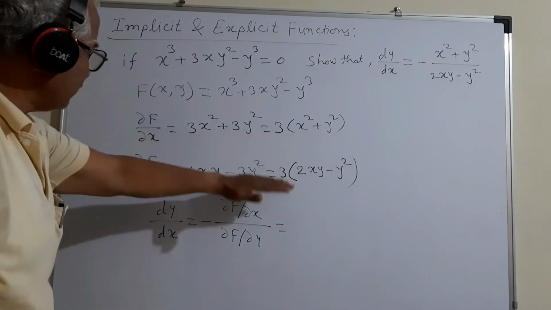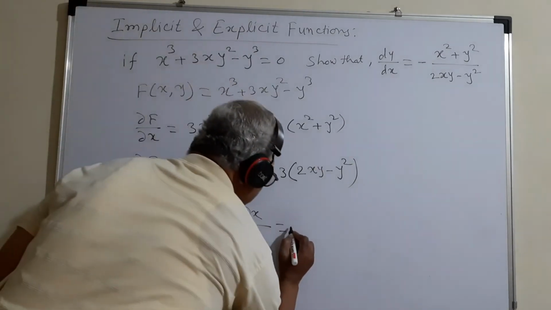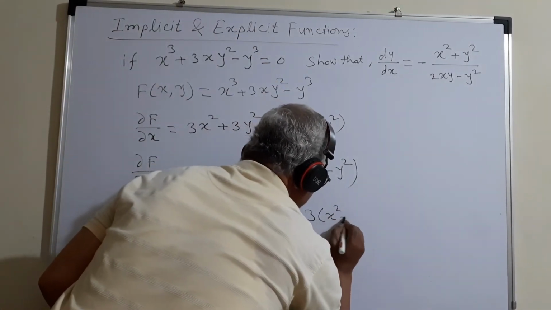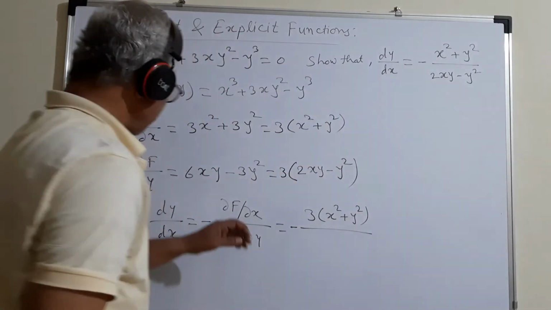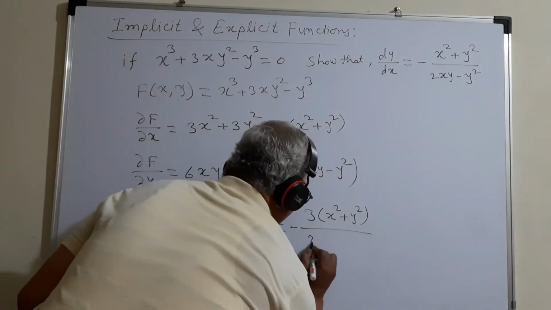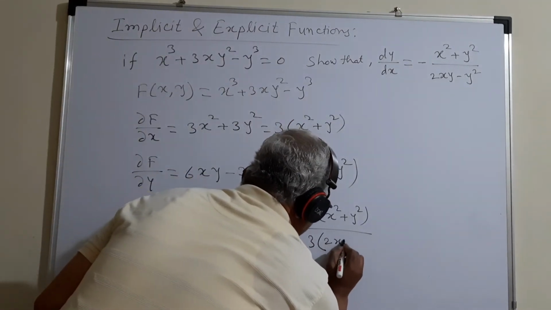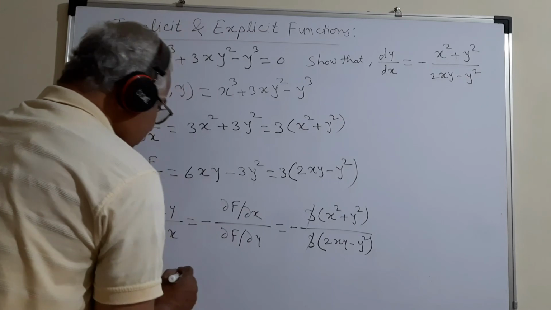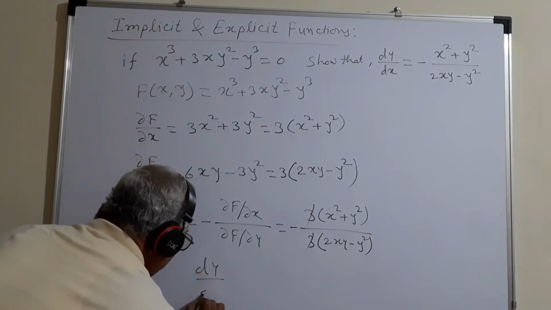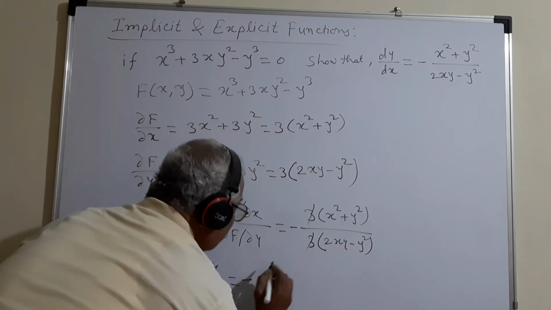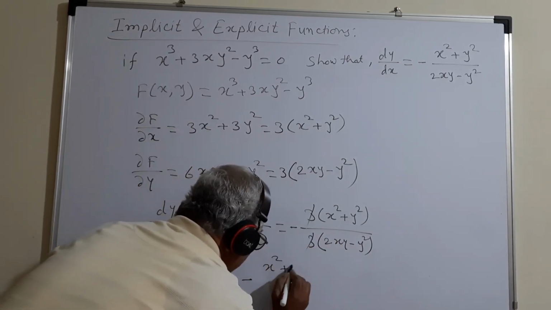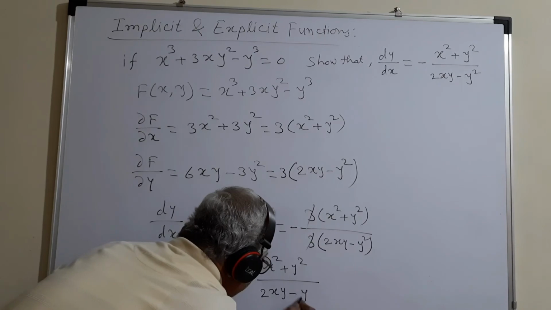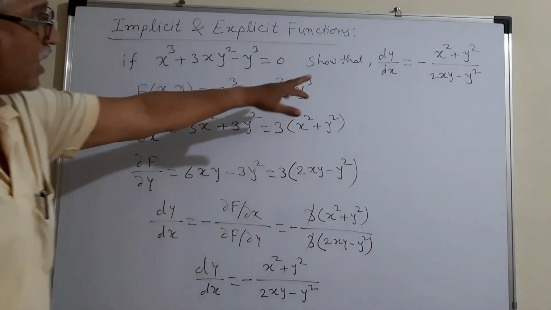And using these expressions for dou f by dou x and dou f by dou y, here we get minus of dou f by dou x, which is 3 into bracket x square plus y square, divided by dou f by dou y, which is 3 into bracket twice xy minus y square. So this 3 gets cancelled. So we get the expression for dy by dx as minus of numerator x square plus y square and denominator twice xy minus y square. So that is what we were asked to prove.